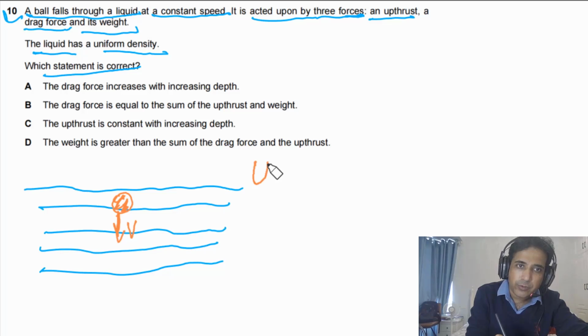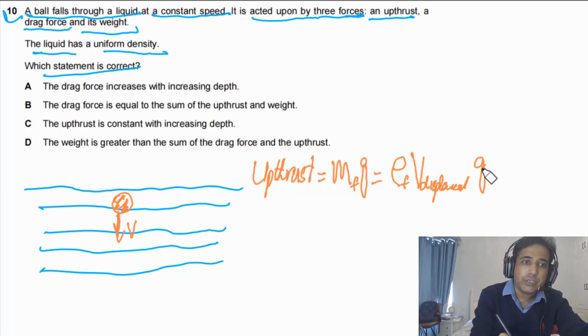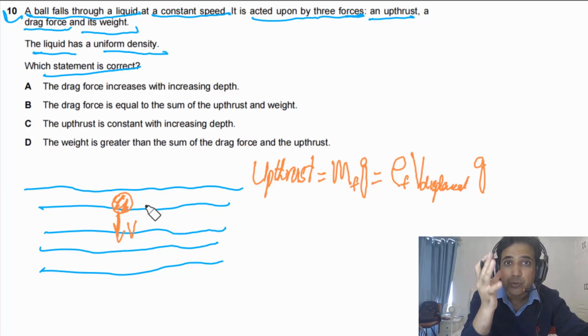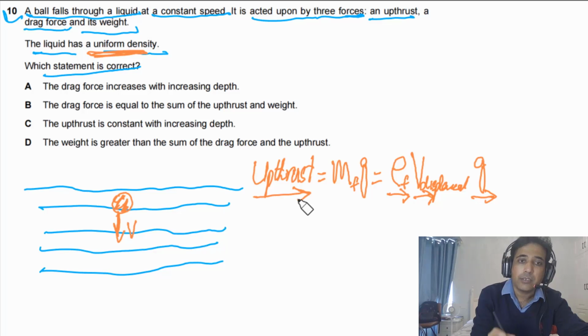So first of all, upthrust. How do we calculate upthrust? Upthrust is equal to the weight of the fluid displaced. So we can say this is equal to the density of the fluid times the volume displaced of the fluid times g. In this case, as the ball is already fully submerged in the liquid, the density is constant because it is given to us that the density is uniform. Volume displaced is constant, g is constant. So it means upthrust is not changing.